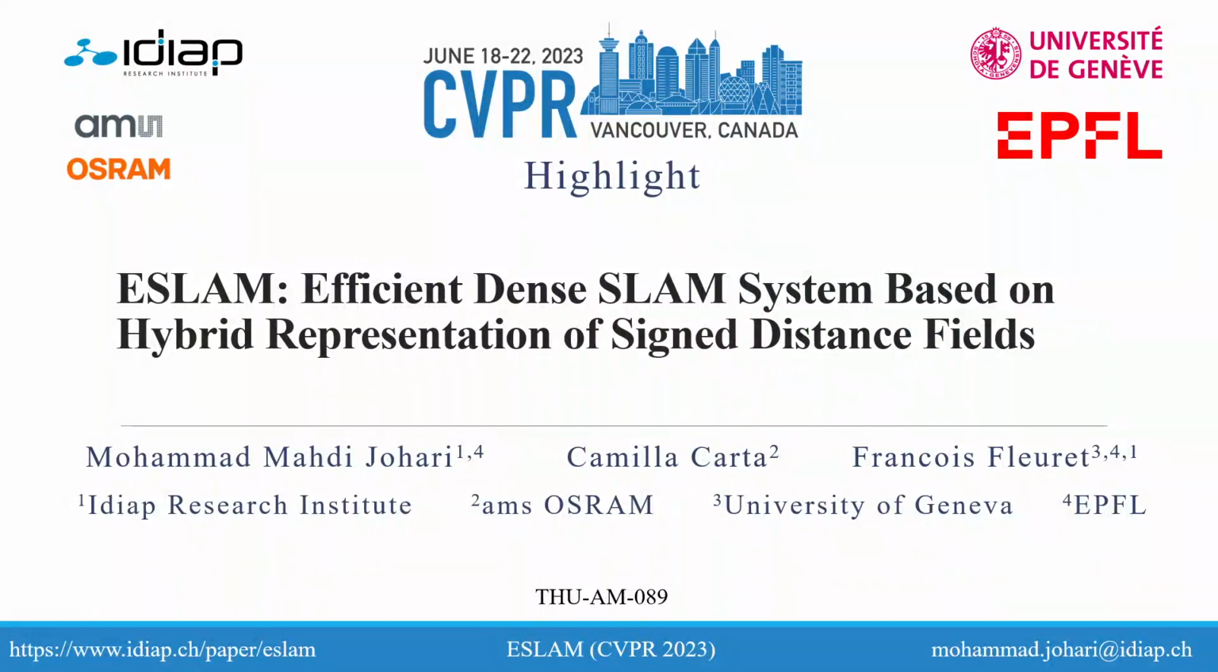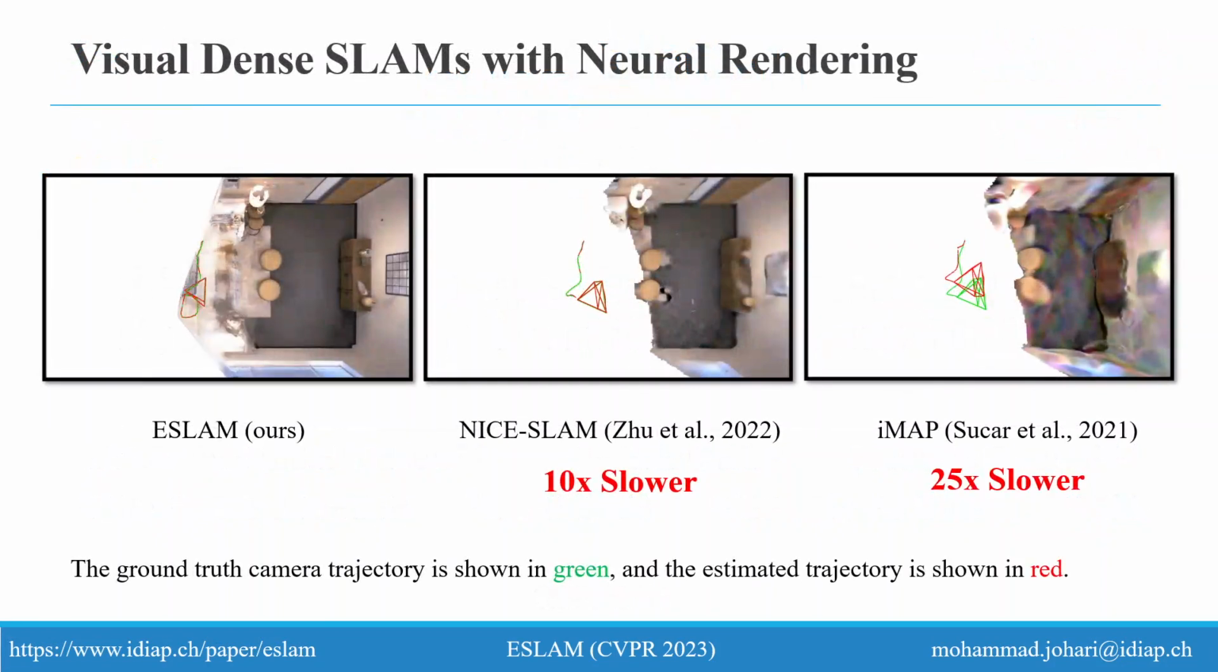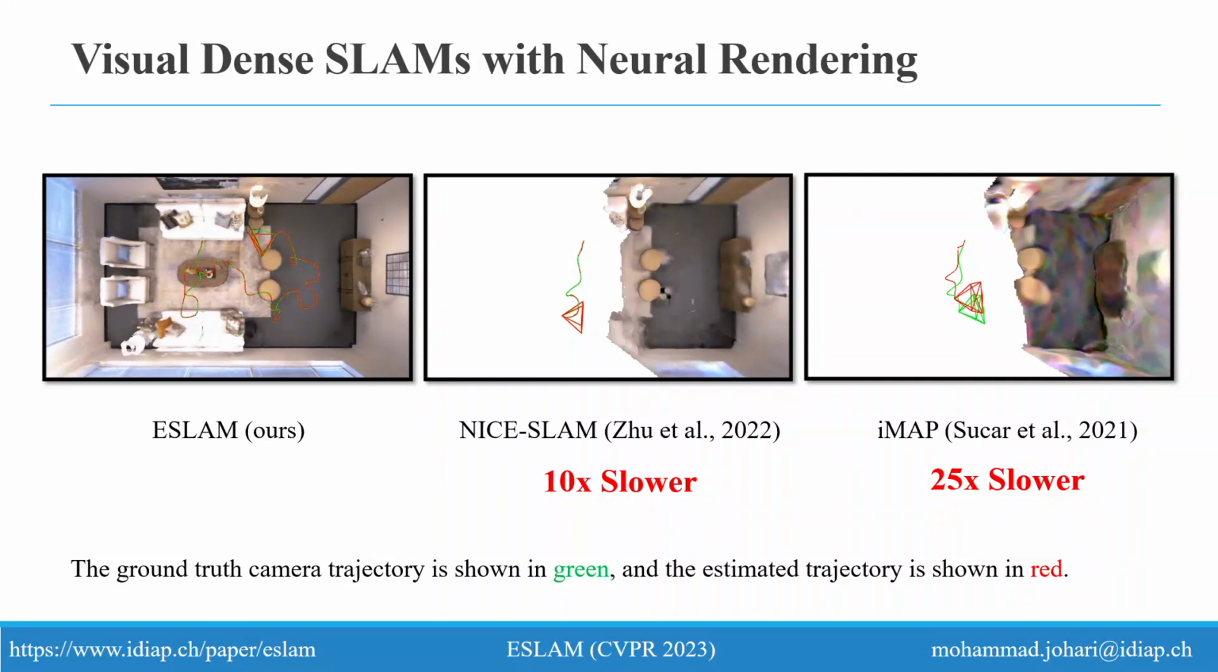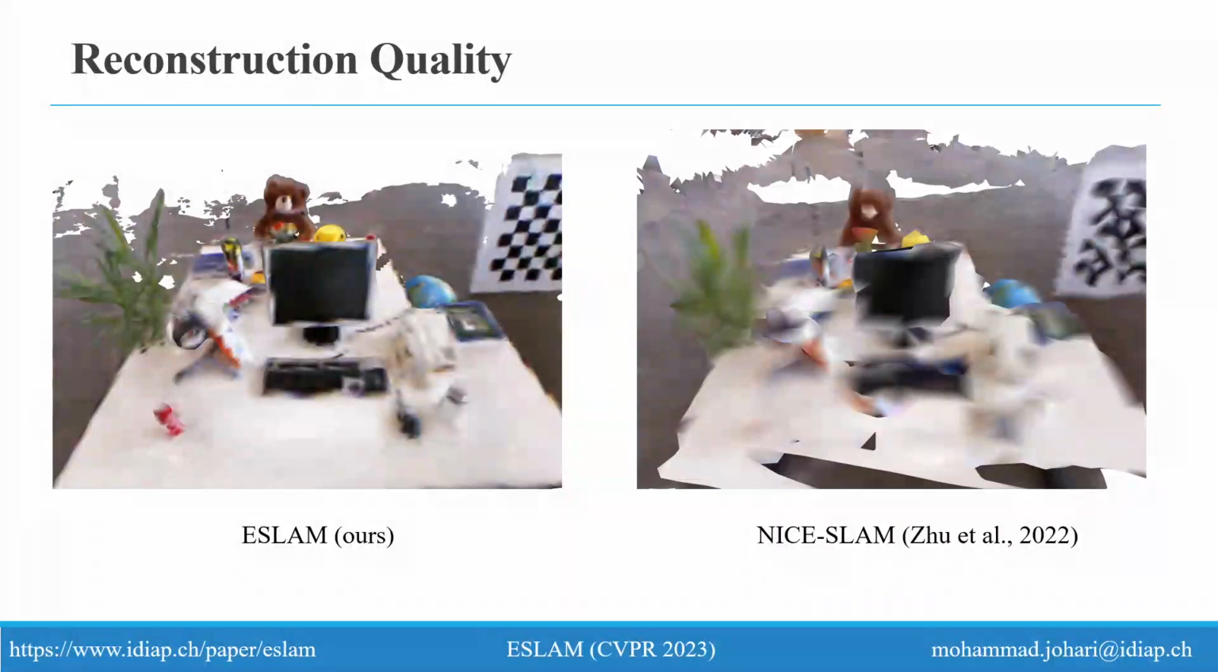In this talk, we present SLAM, an efficient dense visual SLAM system based on implicit representation of signed distance fields. Recent neural rendering-based SLAM systems like iMAP and NICE-SLAM have produced high-quality geometry but lack traditional SLAM methods' efficiency. Our proposed method reduces this gap by introducing novel techniques to improve computational efficiency, and it achieves superior results compared to state-of-the-art methods. Our method outperforms NICE-SLAM in terms of geometry and appearance quality when tested on real-world scenes.